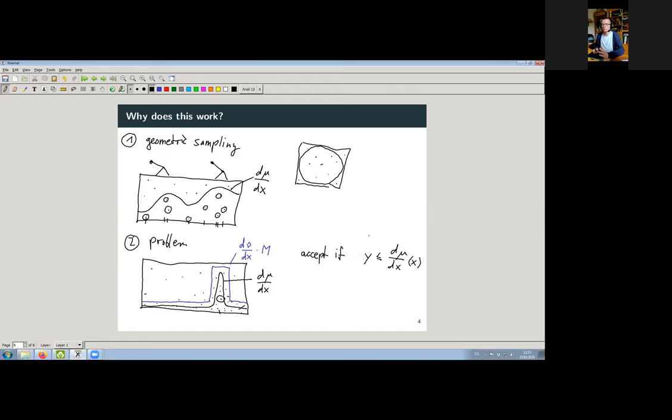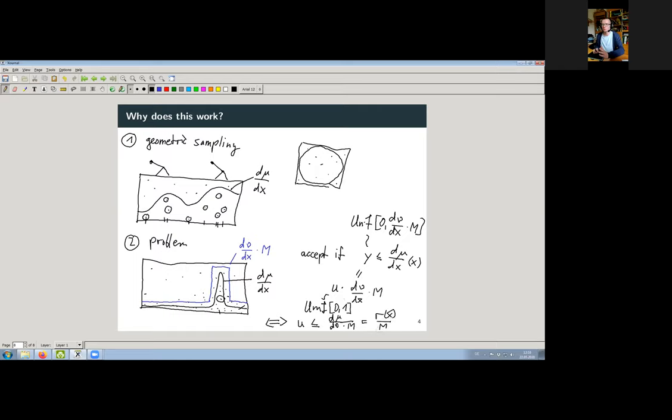And what is y? Well, it's constrained to this blue region, so it's a uniform measure between 0 and dν divided by dx times m. Or you could say y is equal to a number u times dν divided by dx times m, where u is uniformly distributed according to the 0-1 distribution. So this means that we accept if and only if u is less than dμ divided by dν times m, which is exactly r of x divided by m. And that is exactly rejection sampling.